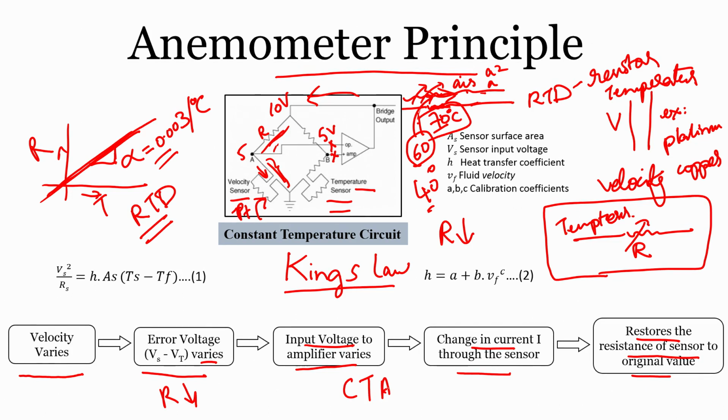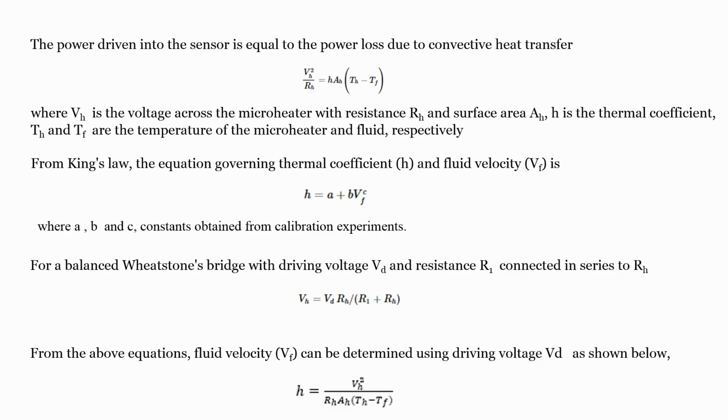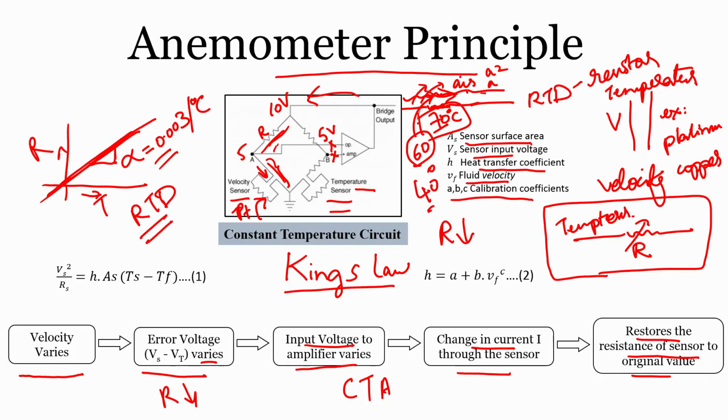Now, this whole thing is called a constant temperature anemometer. Now based on this principle, how can you determine the velocity of the fluid flowing through a channel? Several parameters: your sensor area, what is the input voltage, what is the heat transfer coefficient, fluid velocity, and then you have a few calibration coefficients. Now how are all these interrelated? We will see in the next slide. I told you about this mechanism. Once this is understood, let us go step by step.